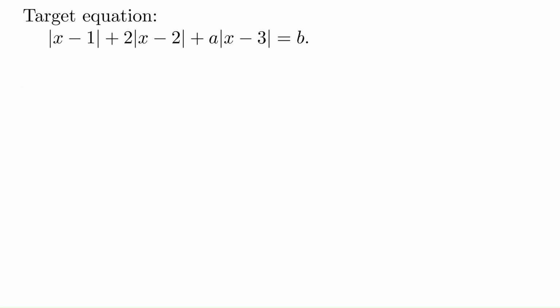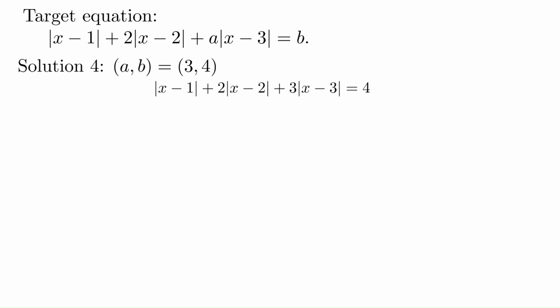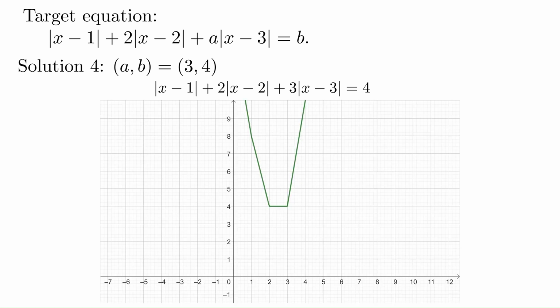And then the last pair is a equals 3, b equals 4. And the equation is like this. The graph of the left-hand side is like this. And the solution for the equation is all values for x between 2 and 3.